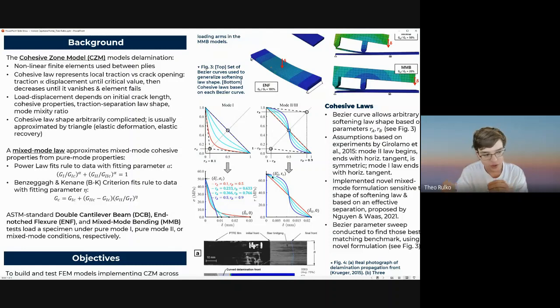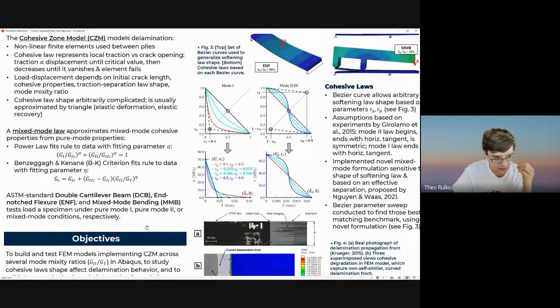However, they're usually only quantified for pure mode loading, so mode 1, and then mode 2, mode 3. But real-world conditions aren't necessarily pure mode. So we define mixed mode laws, which allow us to empirically relate the pure mode cohesive laws to a mixed mode application. And these are usually done by fitting empirical relations to experimental data. And the two most common ones are the power law and the BK criterion, which are defined here.